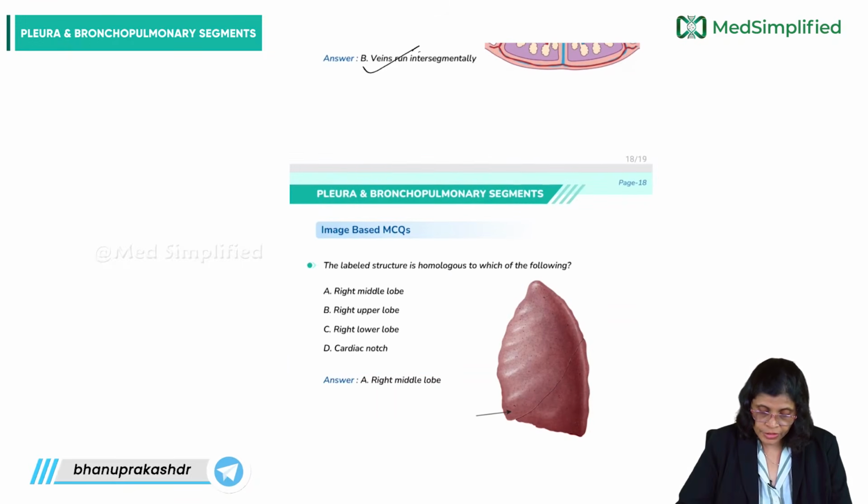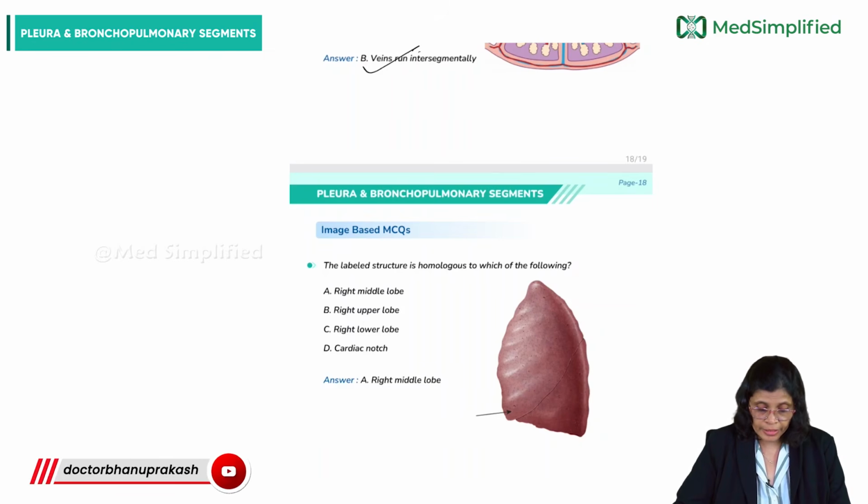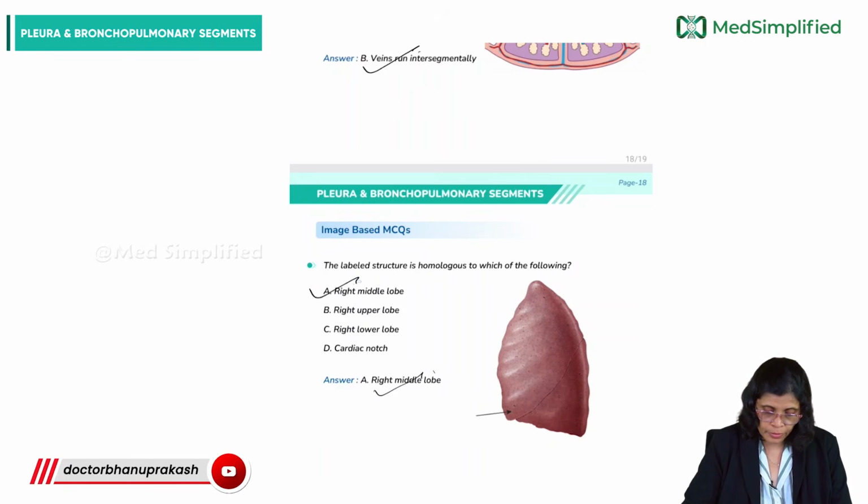The labeled structure is homologous to which of the following? Here, okay. So this is basically the left lung, and this projection is the lingula. And lingula is homologous to the right middle lobe.